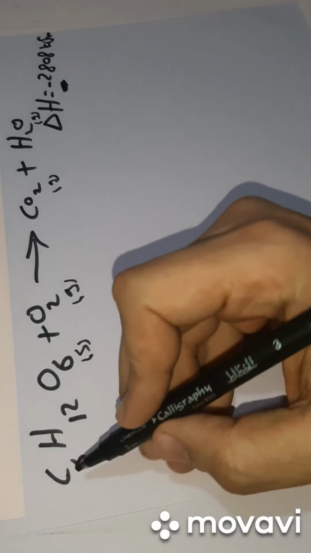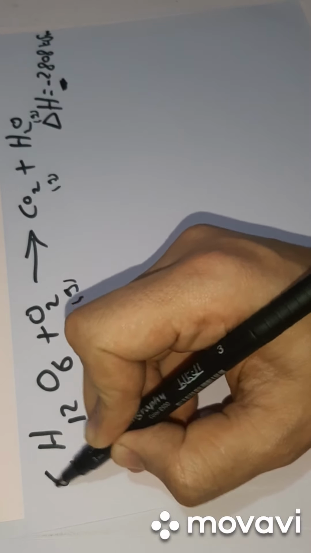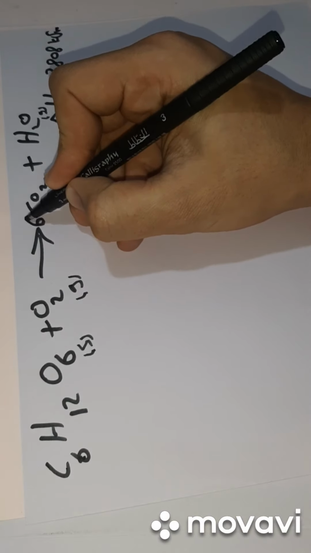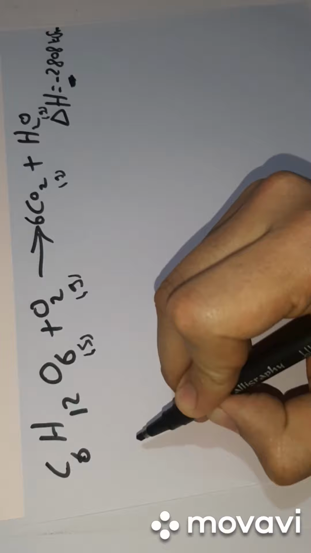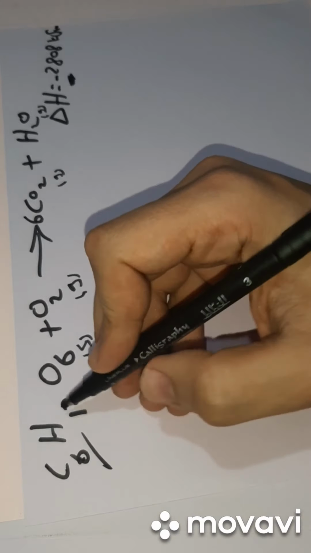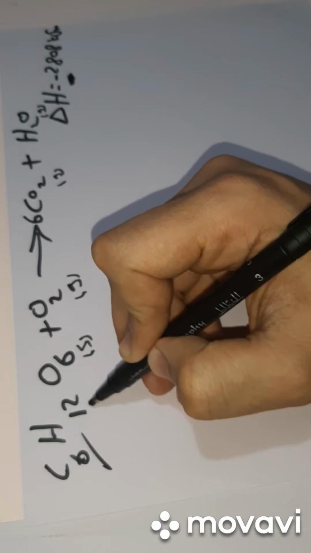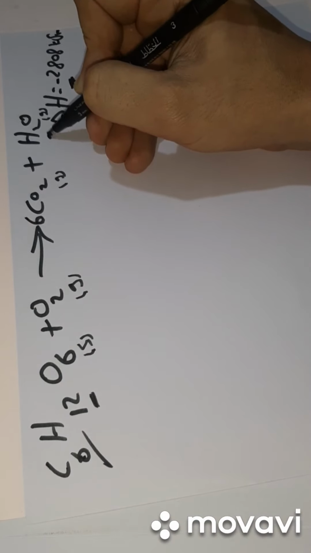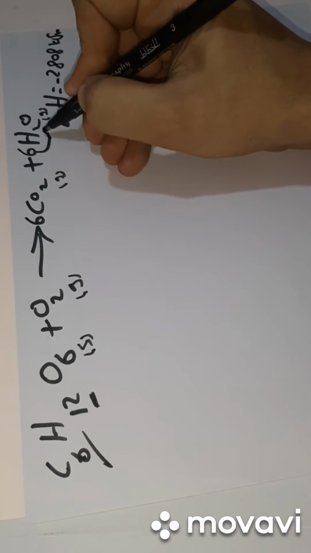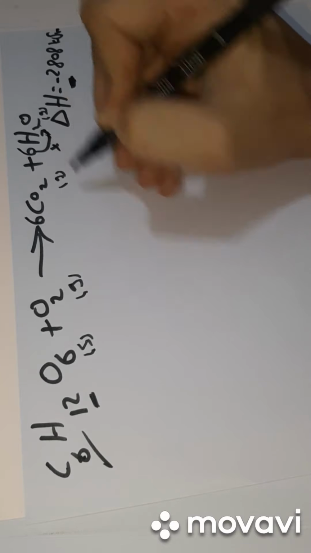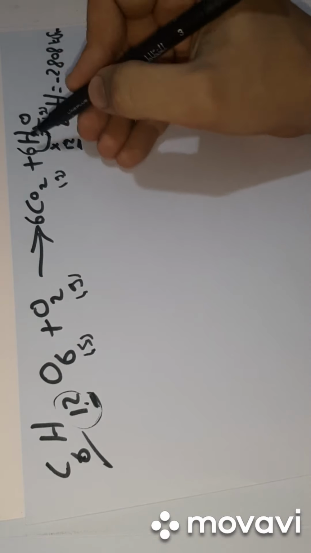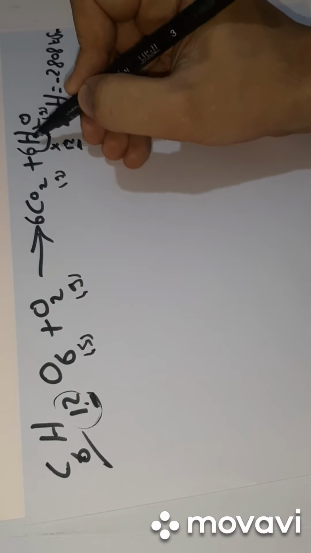So we have 6 carbon atoms, but we get 1 only. So if we write 6 here, yes, we get 6 carbon. We balance the carbon. Let's move to hydrogen. We have 12 hydrogen atoms, but we get 2 hydrogen atoms only. So if we write 6 here, 6 times 2, 12. So we have 12 here, and also we have 12 here. Now let's count the number of oxygen in the product.